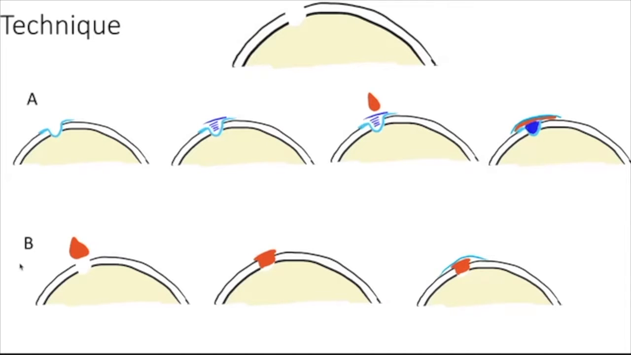The other technique is that if the defect is smaller, you can apply the glue straight away, and then use the amniotic membrane on the top.